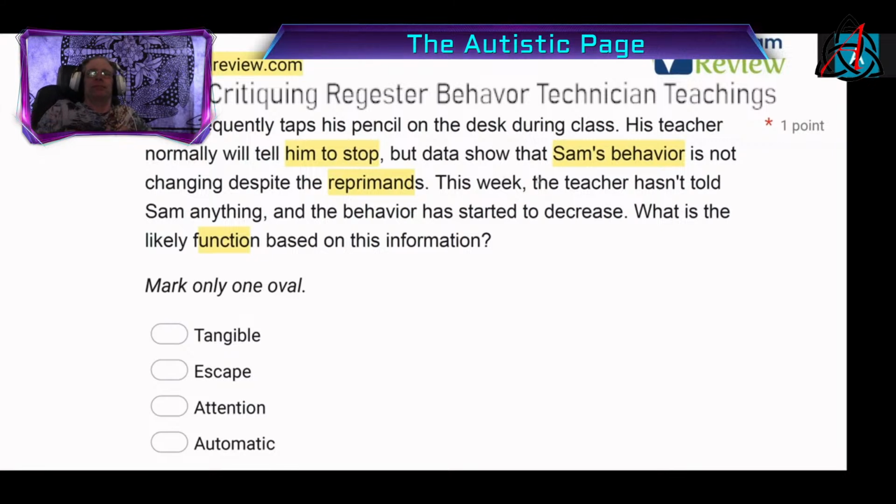And why can we assume that? Well, because this week the teacher didn't tell Sam anything and the behavior started to decrease. In other words, Sam would tap his pencil, Sam would get reprimanded, Sam kept tapping his pencil. If Sam tapped his pencil and the teacher didn't say anything, Sam would stop tapping his pencil. So why do we think Sam's behavior is occurring? A, to obtain a tangible. Is Sam trying to get some sort of object or item or stimulus? No. What he's doing is he's tapping his pencil so that the teacher will tell him something. How do we know that? Again, when the teacher tells him to stop, the behavior continues.